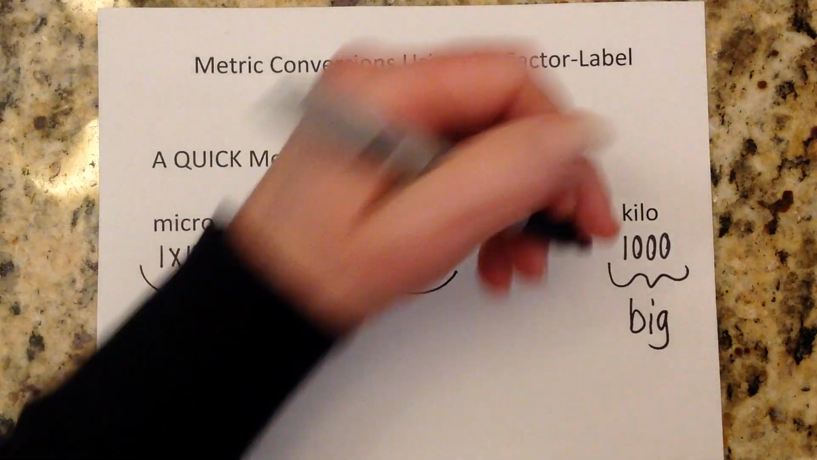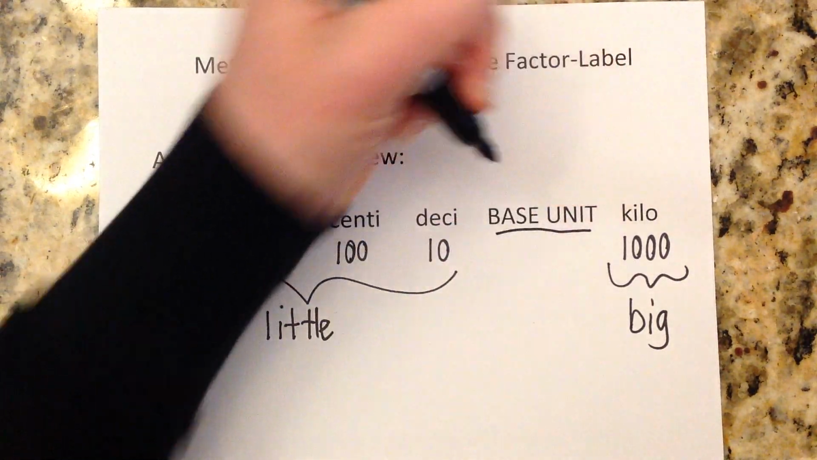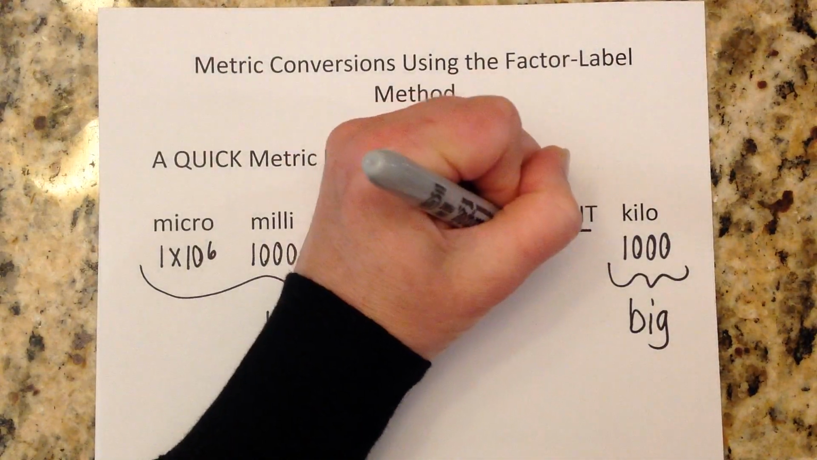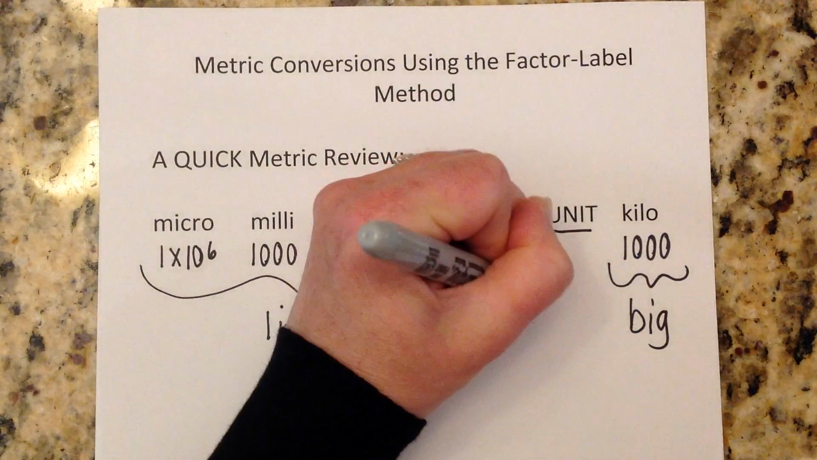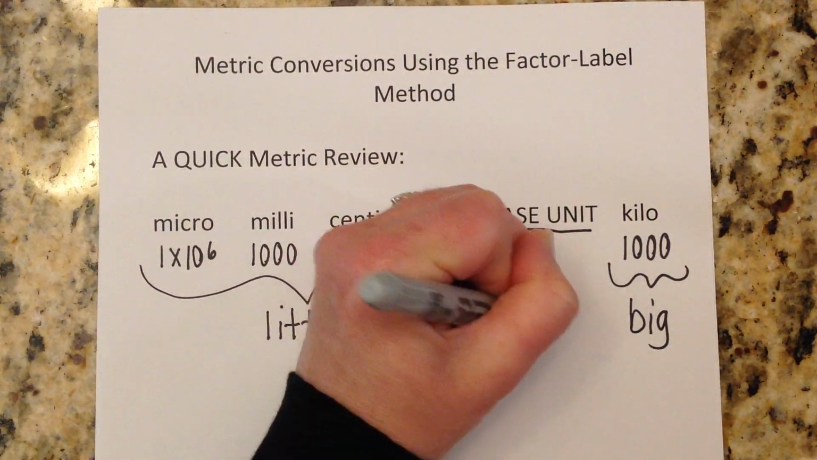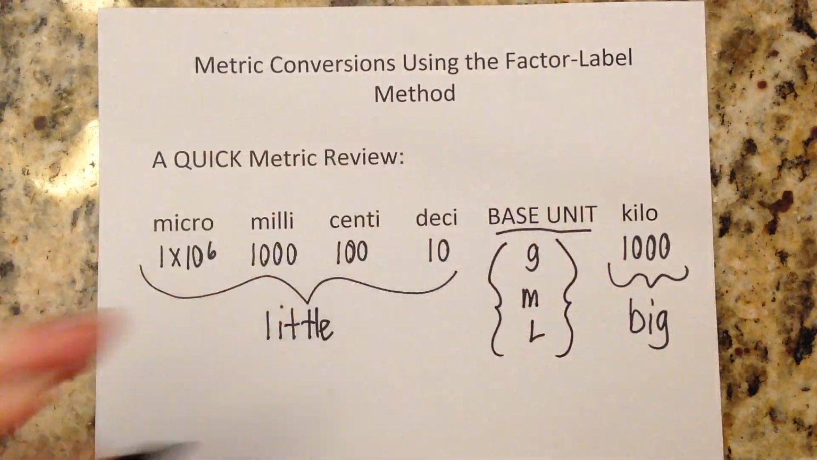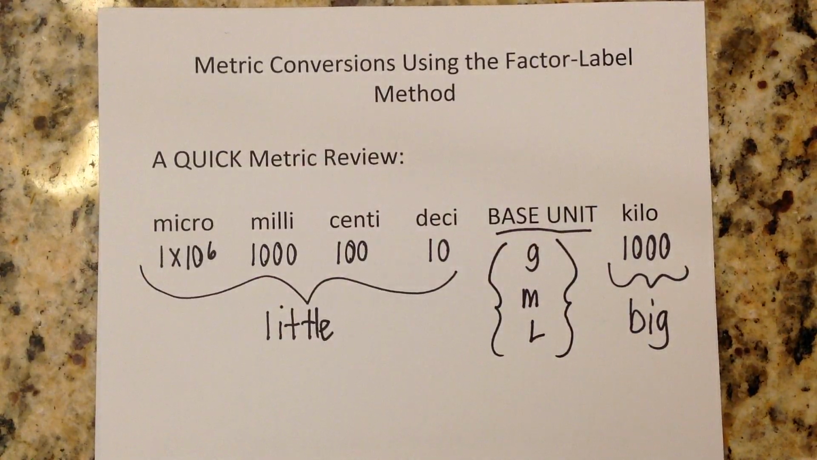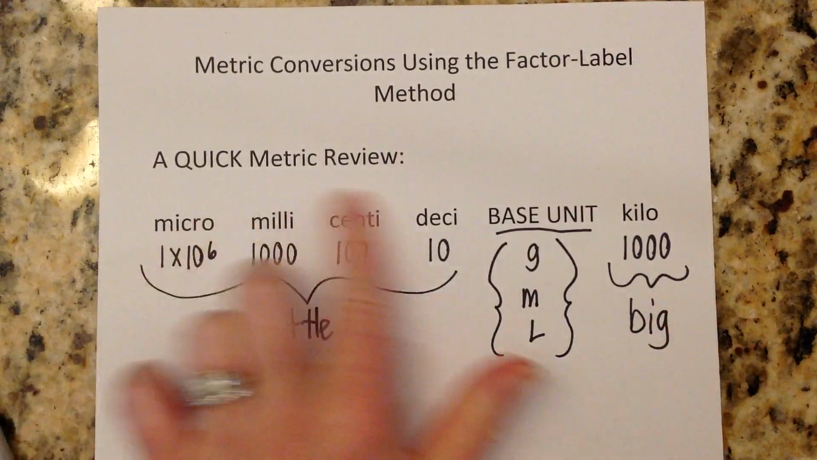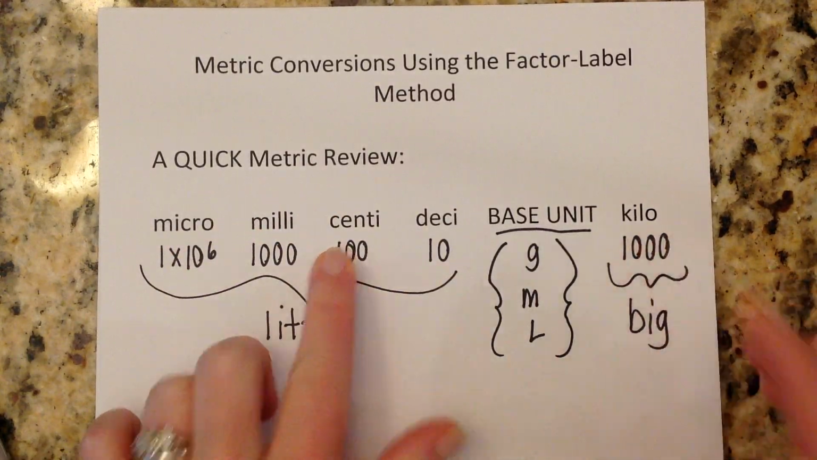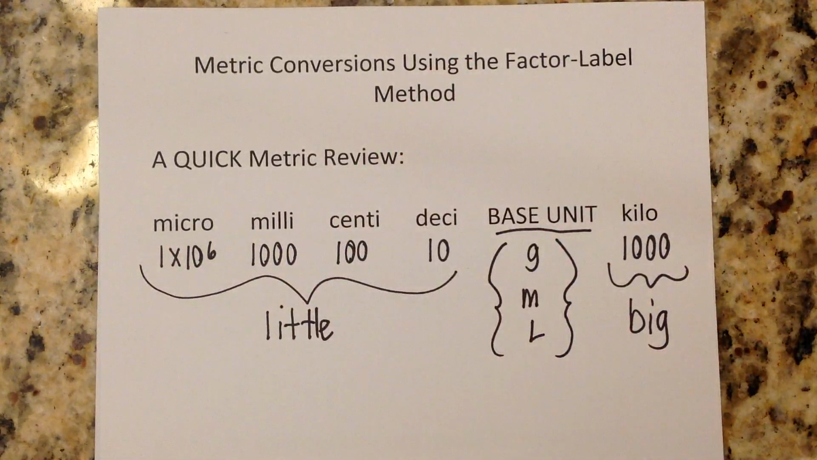And then you're going to hear me talk about the base unit a lot today. The base unit is simply like gram, meter, liter. The base unit is actually the unit without a prefix in front. So these are your prefixes. This is your base unit. And one thing you can think about to help you think about these is a meter stick. So I'm going to use this as an example.